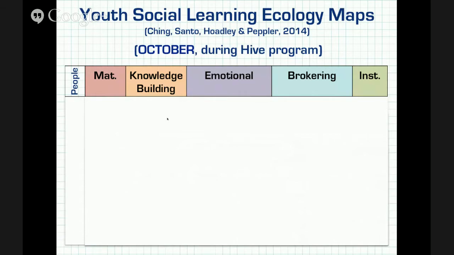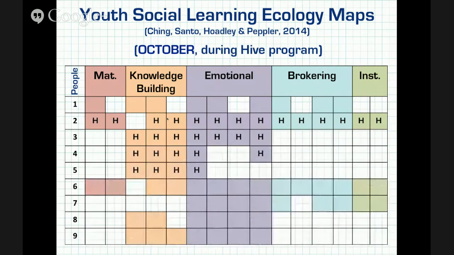This is an example of the kind of research we have shared in the past. So in our interviews with high school students, we've asked them what sorts of social support they have found useful in their media making activities. And we identified 5 basic categories: material, knowledge building, emotional brokering, and institutional support. And we can talk to these young people, and through the coding of our interview transcripts, we come up with the people in their lives who have been important and the types of support that each person has given. And you can see this swath of support labeled with H's, which indicates support by Hive-affiliated individuals.